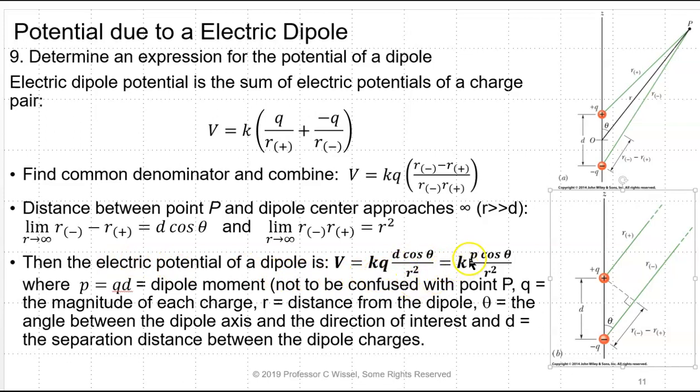or k times little p cosine theta over R squared, where little p is defined as q times d, which is the dipole moment, not to be confused with point P, and q is the magnitude of each charge, r is the distance from the dipole, theta is the angle between the dipole axis and the direction of interest, and d is the separation distance between the dipole charges.